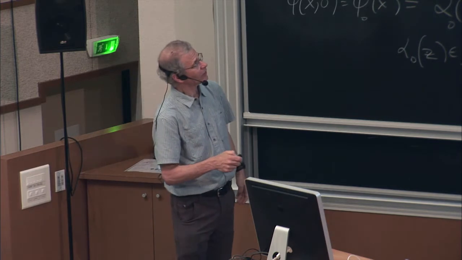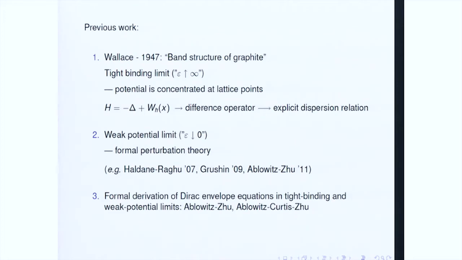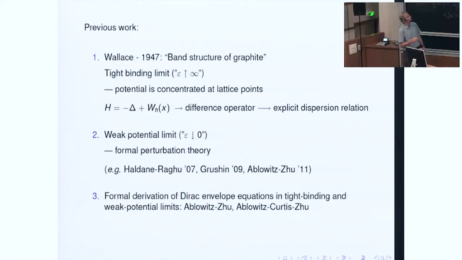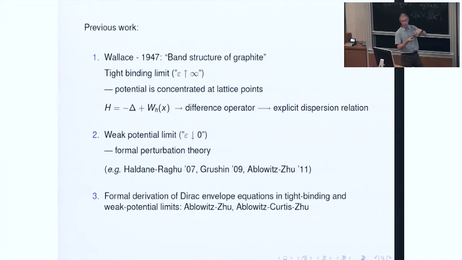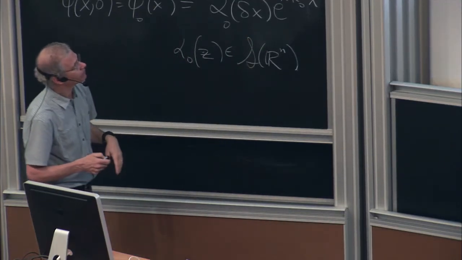Previous work, well, as I mentioned, the workhorse of condensed matter physics is the tight binding model, which actually goes back to 1947. Wallace wrote a paper called The Band Structure of Graphite. He was interested in three-dimensional graphite, and he wrote down the simplest possible model with honeycomb symmetry, such that he could work things out. So this was essentially a difference operator. He put in exponentials, and he obtained two bands which touch, as in the picture you saw before.